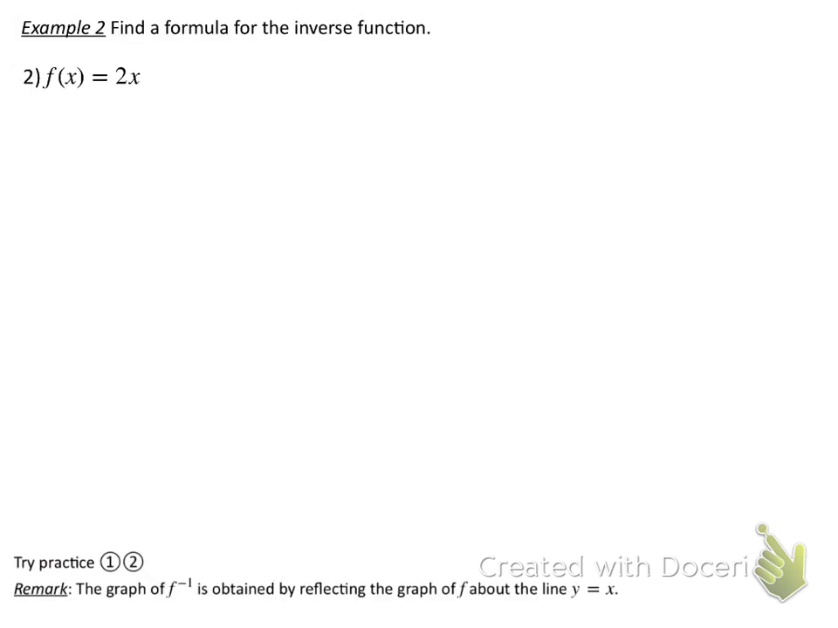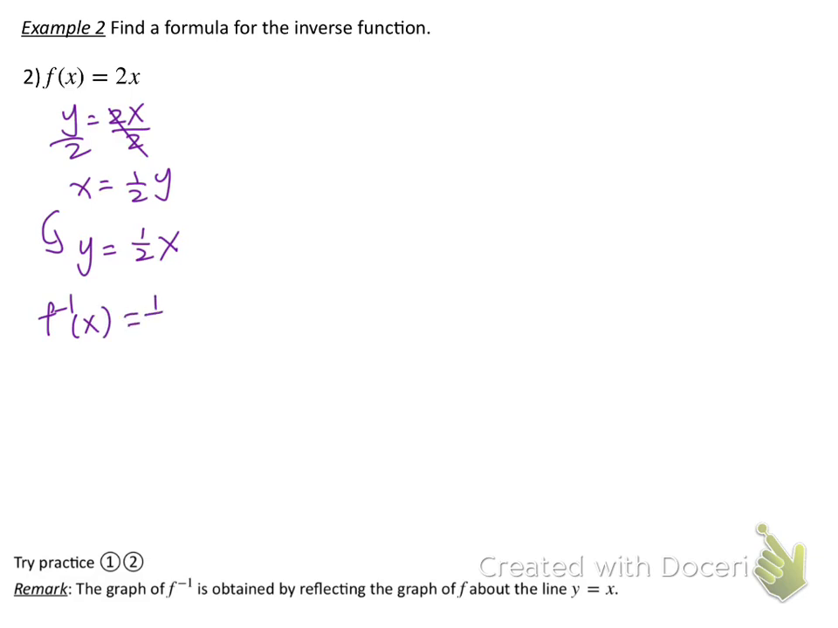Another example. Same thing. First, f of x becomes y. Then we solve for x. This is easy to solve. x equals 1/2 y. Then we interchange x and y: y equals 1/2 x. Finally, I use inverse function notation. f inverse of x is 1/2 x. So if function f is doubling the input, the inverse will be half the input.